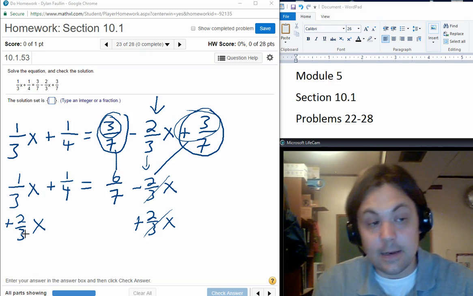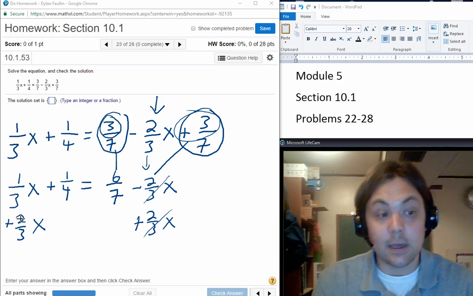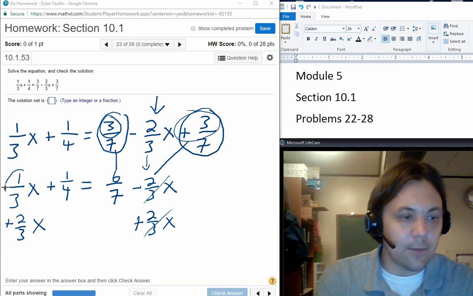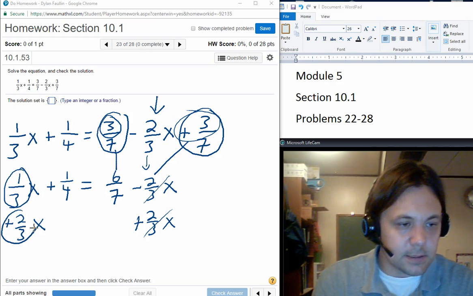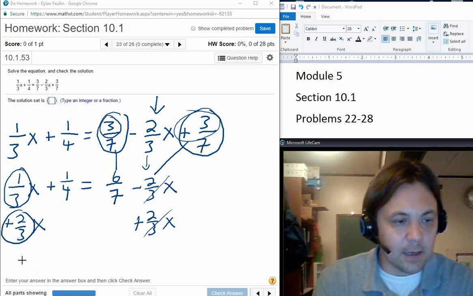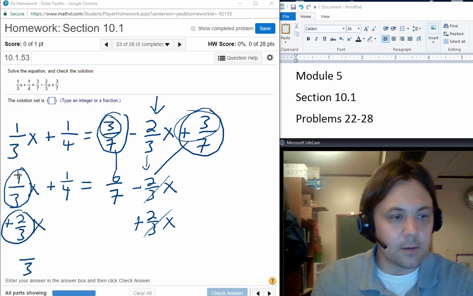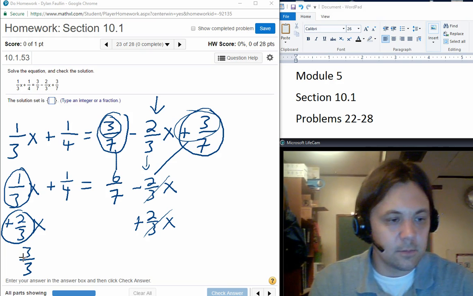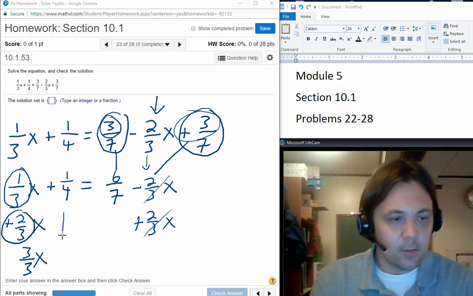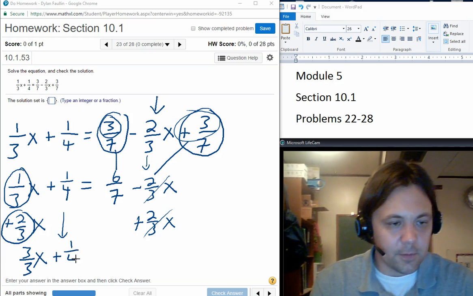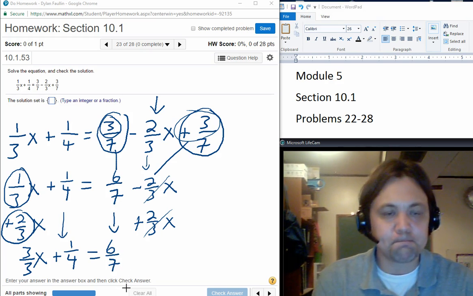Again, they're being very nice by giving us fractions that already have a common denominator. So we have 1/3 plus 2/3. The common denominator is 3, so it'll stay a 3. And we'll add the numerators, 1 plus 2, which is also 3. The variable part just gets copied down. We'll copy down the plus 1/4 equals, and don't forget the 6/7. We got to copy that down as well.